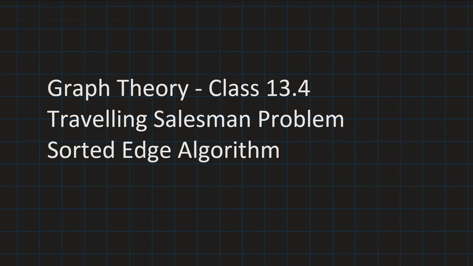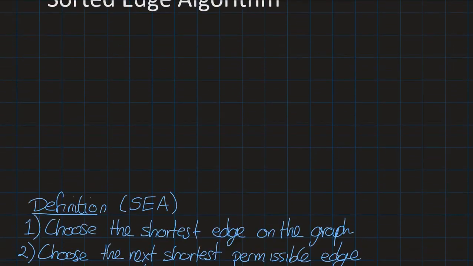So this algorithm is going to be very similar to the nearest neighbour algorithm which we spoke about in the previous video. Again, the sorted edge algorithm is going to be a heuristic algorithm. So that means that it's not guaranteed to give you the best answer to the travelling salesman problem, but it gives you a pretty good answer. Okay, so it's not guaranteed to always give you the minimum length Hamiltonian circuit, but most of the time it gives you a pretty short Hamiltonian circuit. So let's just dive straight into the definition.